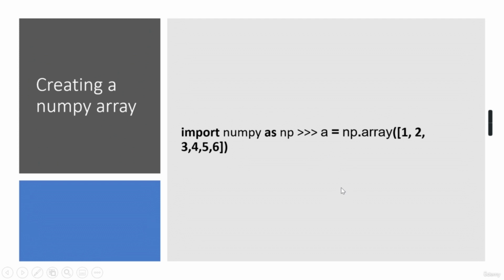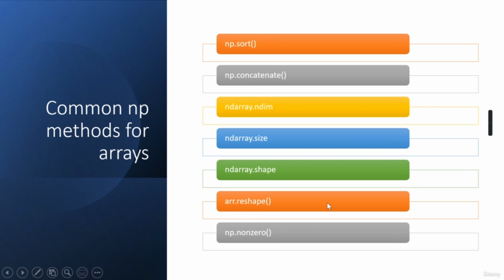So let's create a simple NumPy array. First of all, you will need to import NumPy, and then you can use the np.array method to create a NumPy array. So common NumPy methods for arrays are np.sort, np.concatenate, ndarray.ndim. So ndarray.ndim is used to get the number of dimensions of the array, and just like that we have ndarray.size. It is used to get the size of the array and the shape, and we can use the array.reshape method to reshape an array.